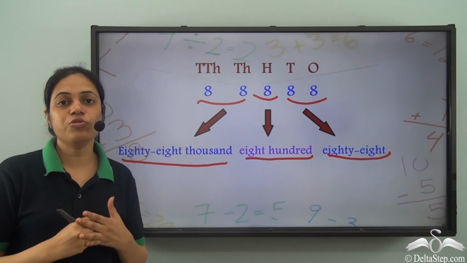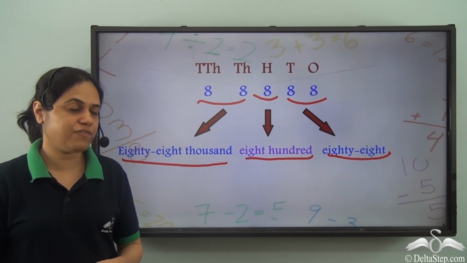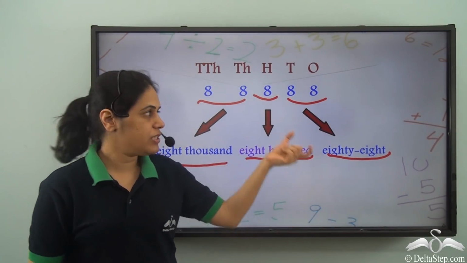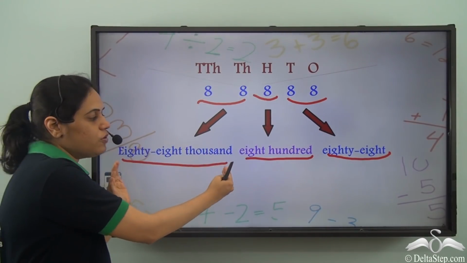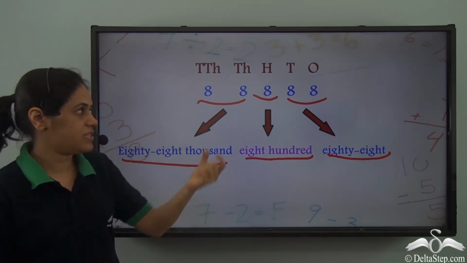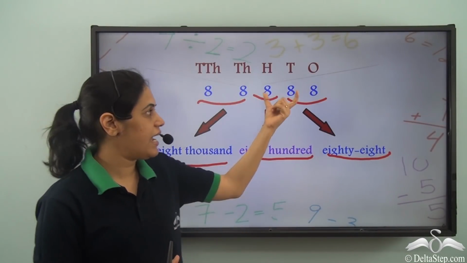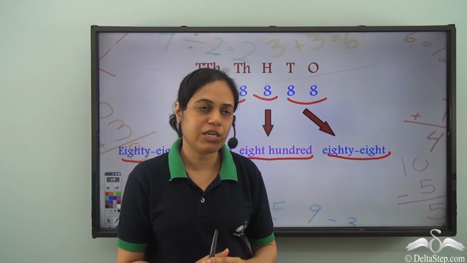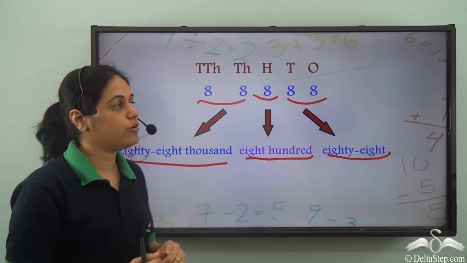So this is how you can name any 5-digit number or read any 5-digit number. You have to break it into 3 components. The first 2 digits taken together give you the name of the thousands place. The third digit gives you the name of the hundreds place, and the last 2 taken together give you the last part of the name. So this is how you can name any 5-digit number.